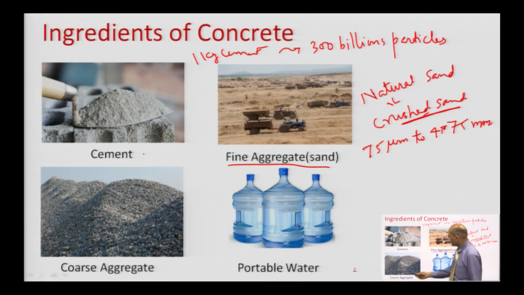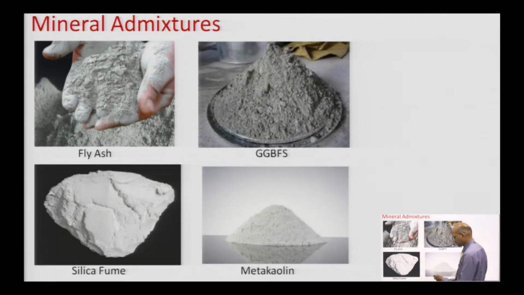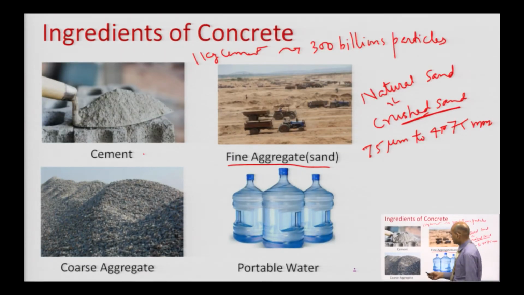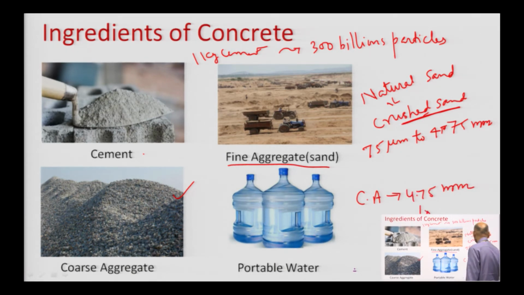Then the next important part is coarse aggregate. This coarse aggregate, once again, you can get either as gravel from the natural source or as crushed stone. The size of the normal coarse aggregate ranges from 4.75 mm to 80 mm.